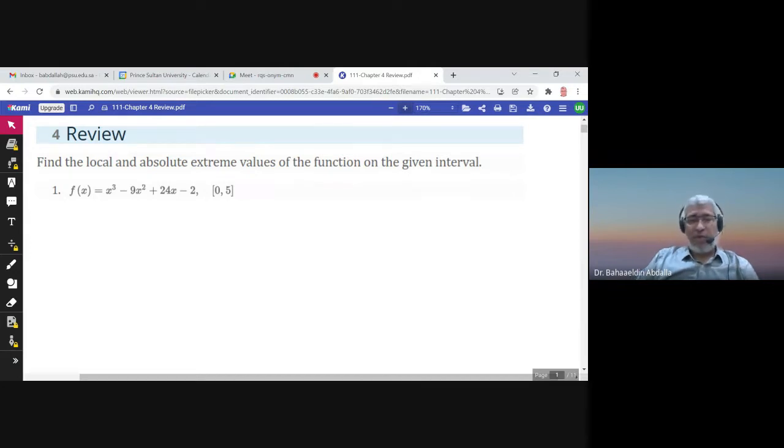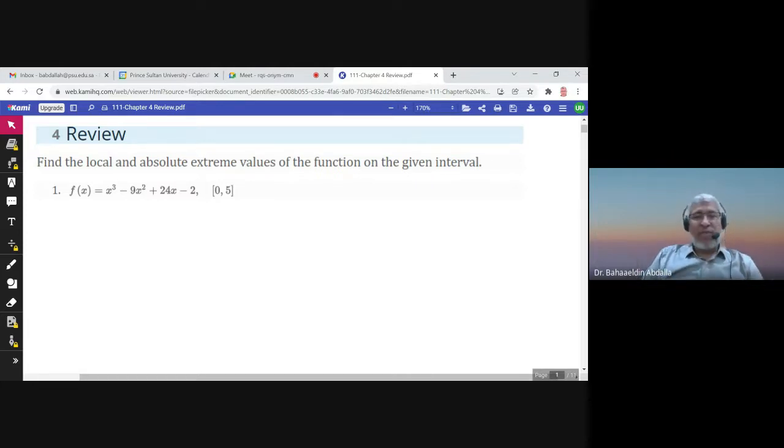These are some review exercises about chapter 4. The first exercise: find the local and absolute extreme values of the function on the given interval. To find the local extreme values, we find the derivative and we use the first derivative test or the second derivative test. To find the absolute extreme values in a given interval like this, we put the endpoints of the interval and the critical numbers in a table, and we find the absolute extreme values.